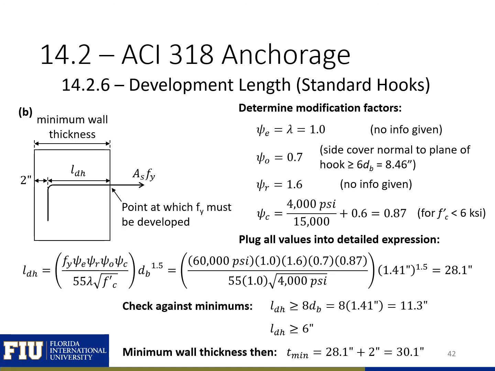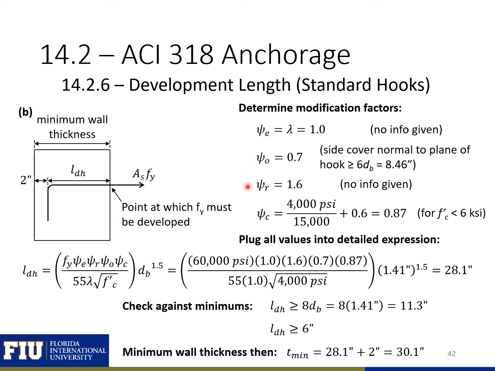The way you calculate the required development length for our standard hook is shown on this slide. The first thing that we would need to do is determine all of our modification factors. So you can see here where we have non-epoxy coated reinforcement and normal weight concrete, so the factor is 1.0. We have a side cover normal to the plane greater than 6 db because, yep, it's a tall wall, so that's okay. So our psi sub o factor is 0.7.